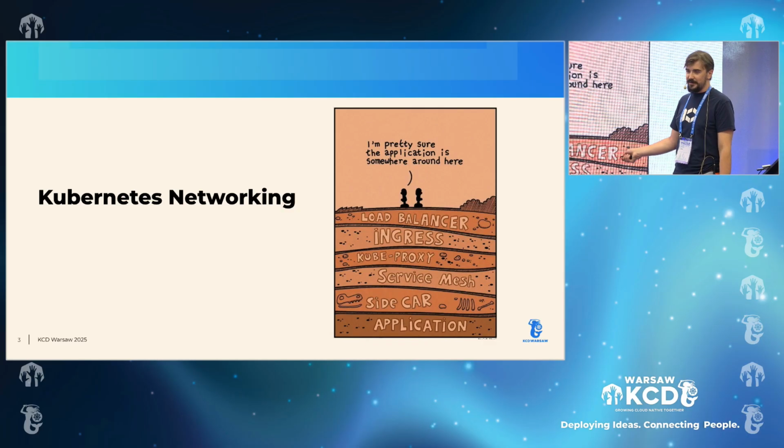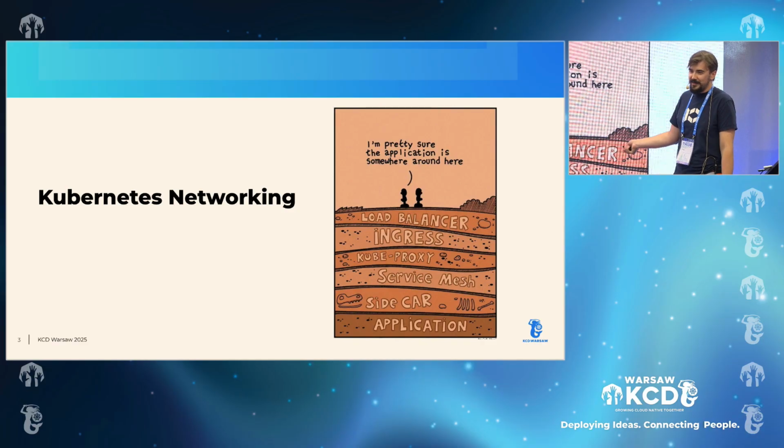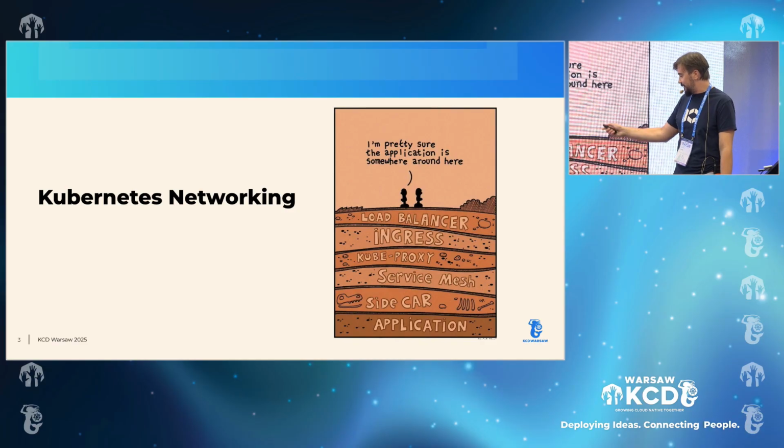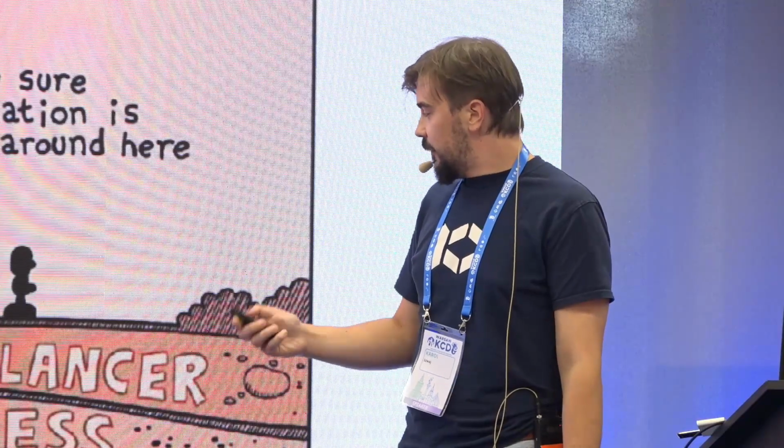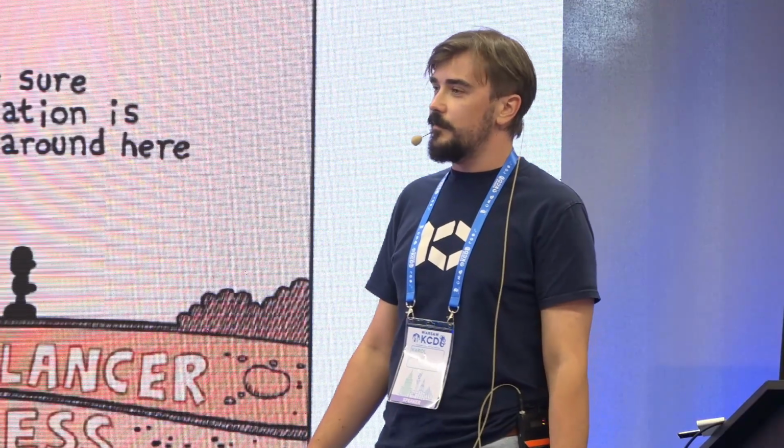Today I'm only going to include the two top layers: load balancer and ingress, because I don't have much time to explain all the kube proxies, service meshes, sidecars, and how they are connected to each other. So we're really going to talk about how to get the traffic to your cluster.